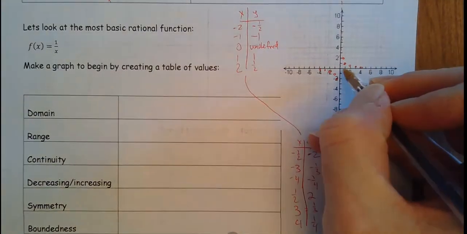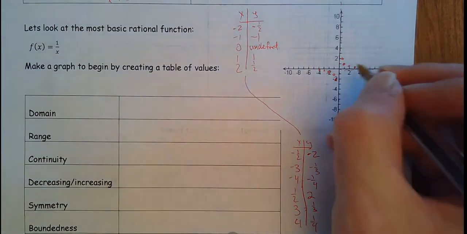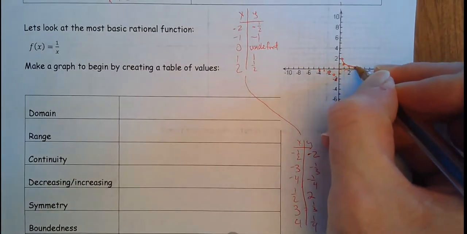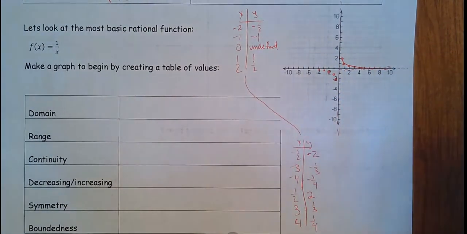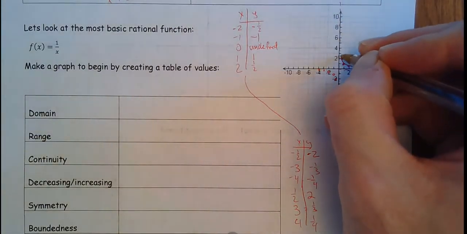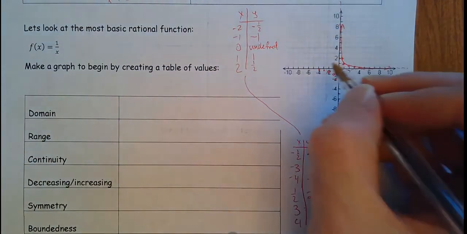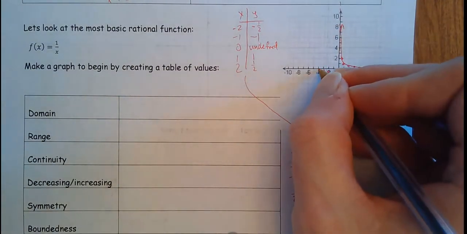So there's this asymptote going along here too, where I can't touch. It's going to get really close going down this way, but never quite touching the x-axis. And there's an asymptote here. It's going to go up, up, up, really close, but never touching the y-axis. Same thing on the other side.